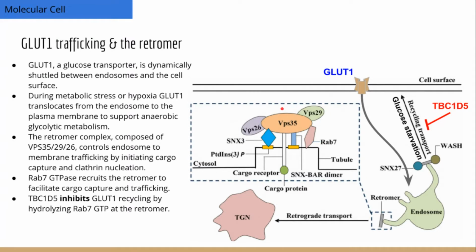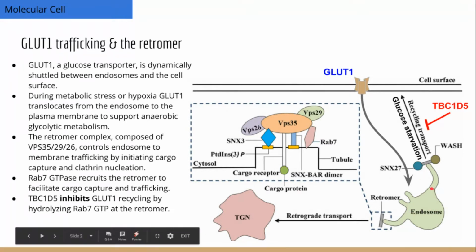In order to tackle this article, we need to review a couple key concepts. So GLUT1, right here, GLUT1 is a glucose transporter that moves glucose across the membrane into the cell so it can be shuttled into glycolysis. Although GLUT1 is a cell surface receptor, it actually spends most of its time at the endosome inside of cells, down here at the endosome.